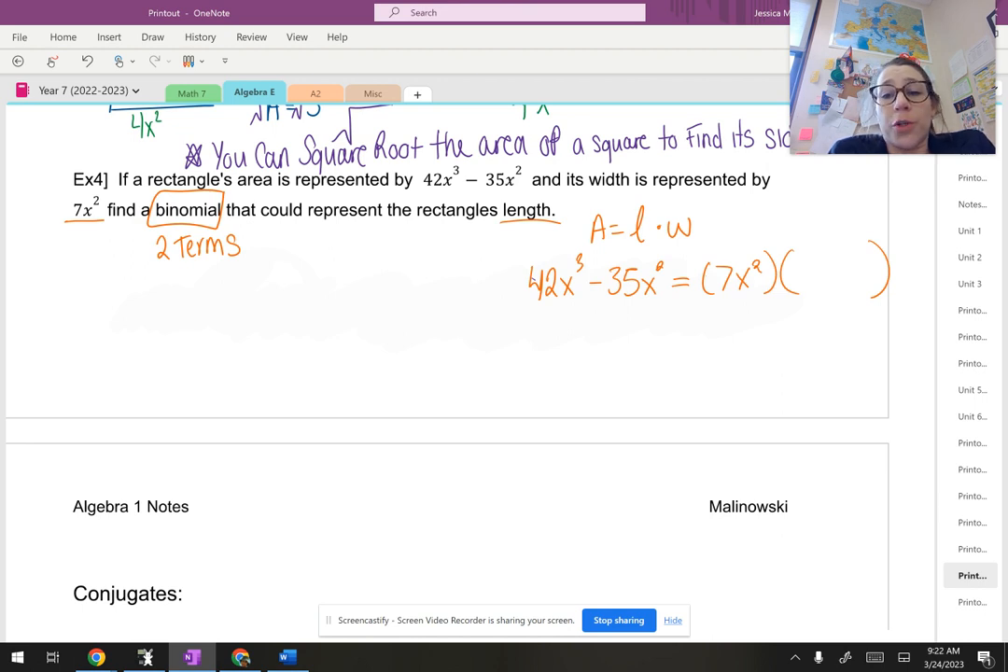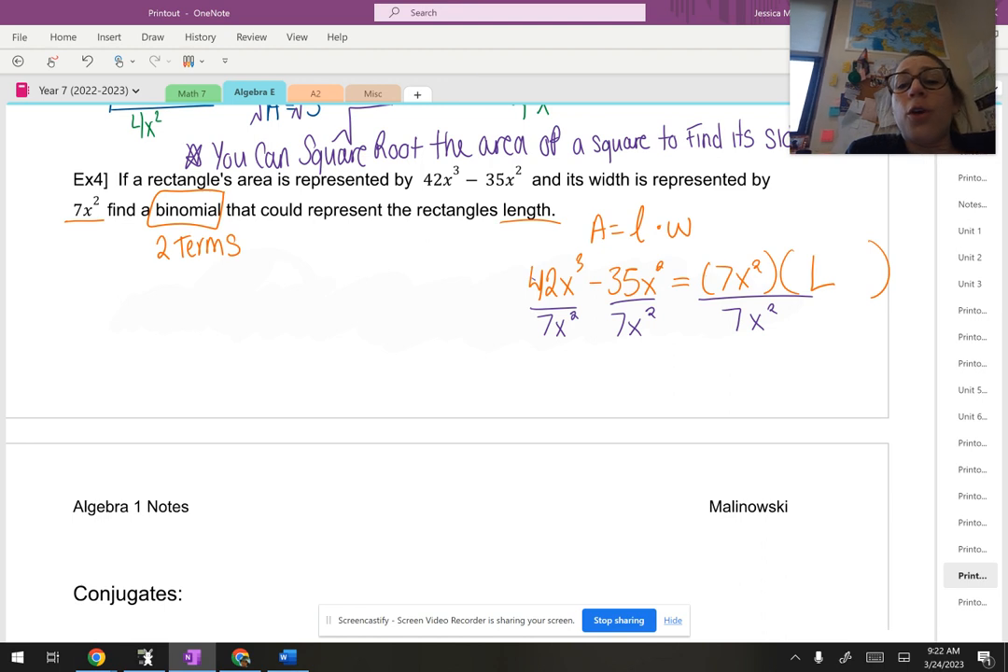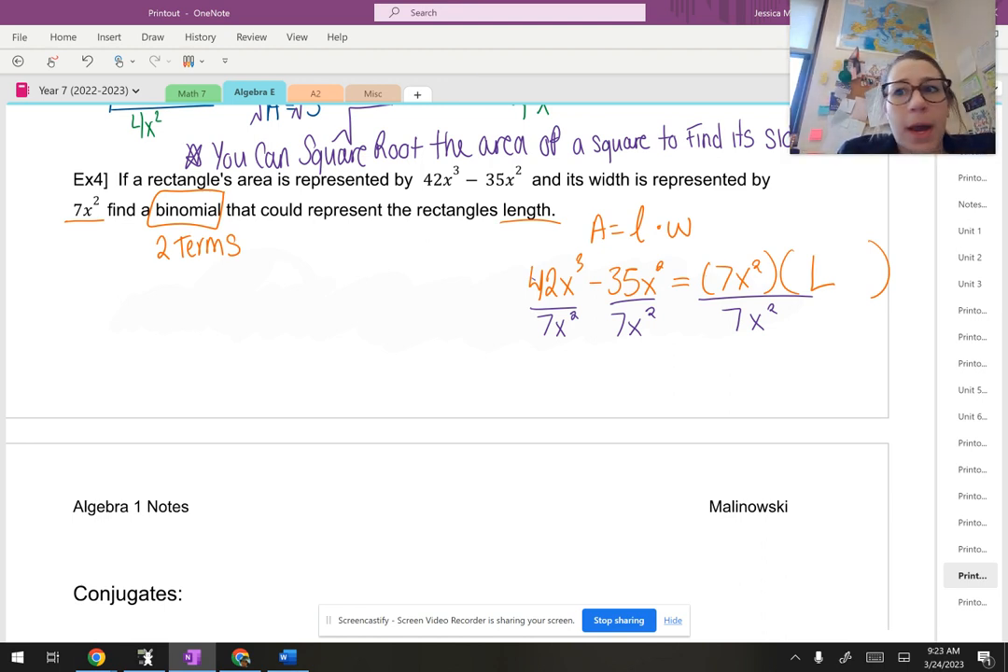You can work backwards, right? If we're trying to find the length, what's preventing length from being alone? The 7x squared. What's going on between them? Multiplication. So the opposite of that would be to divide the 7x squared to both pieces. You could also just kind of work backwards and do it less formally. You could just figure out 7x squared times what gets me to 42x cubed.